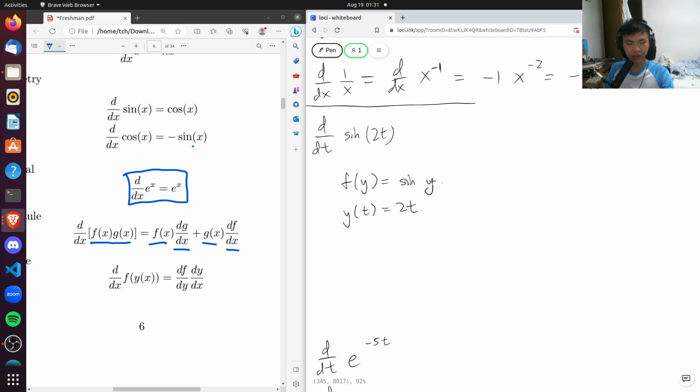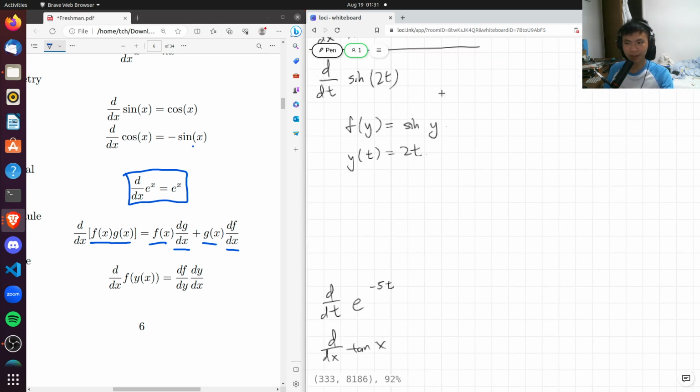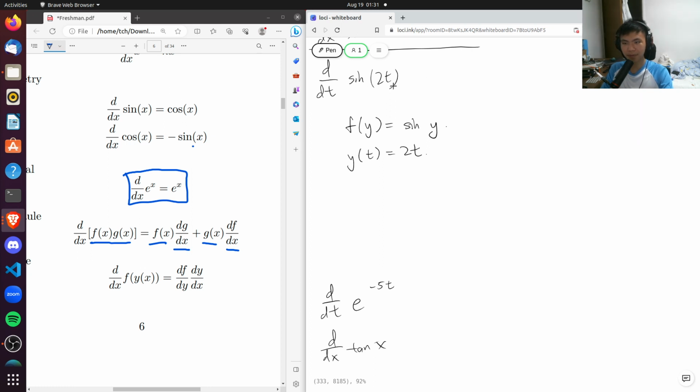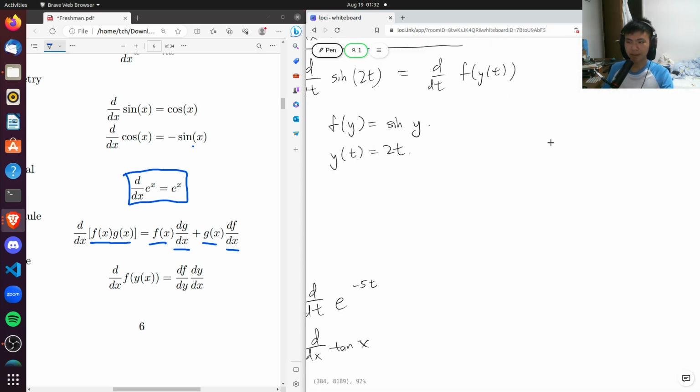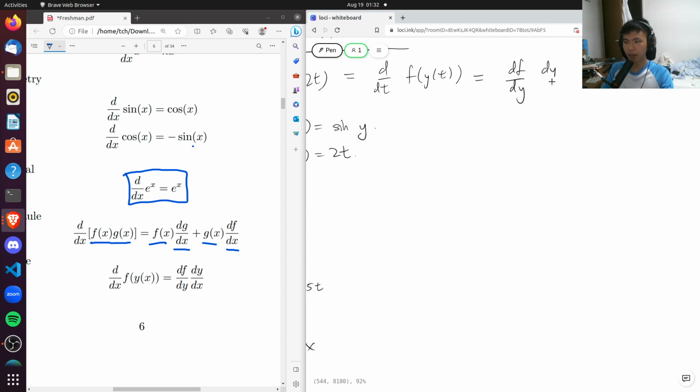So I'm going to go through this in great detail, just for once. If this is a bit slow, I apologize, and please just stick with me so that I can go through this once. So the derivative of this function is d over dt of f of y of t. Can you see that? We substitute y of t into f of y, and the derivative of sine 2t is just the derivative of a composite function. So what does the composite function rule tell us? It tells us that the answer is df over dy times dy over dt, where in this case we had x over here, but x is just a symbol. In this case we replaced x with t.